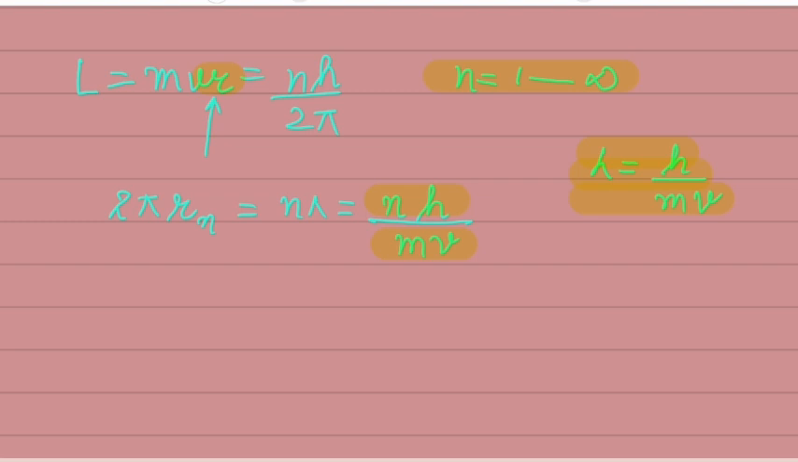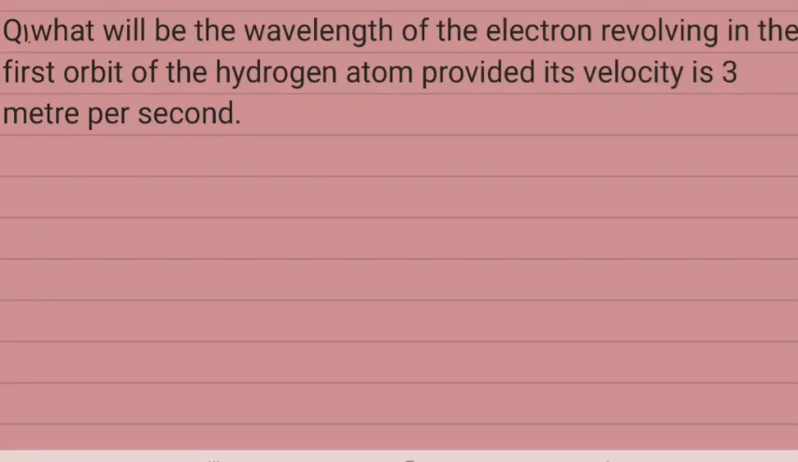So let us do one question so that we can understand better. Let's discuss that question. Move to question number 1. What will be the wavelength of the electron revolving in the first orbit of a hydrogen atom, provided its velocity is 3 meters per second?